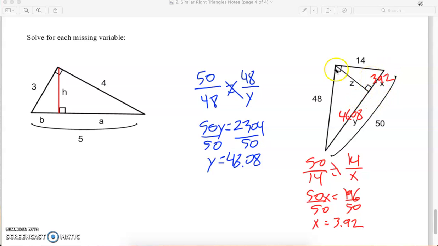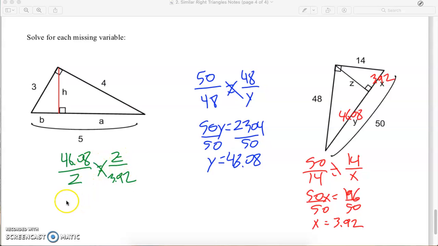So now to find the altitude, we do segment altitude, altitude segment. So one segment's 46.08 over the altitude z equals the altitude z over the other segment, 3.92. Remember, it's SAAS, segment altitude, altitude segment.